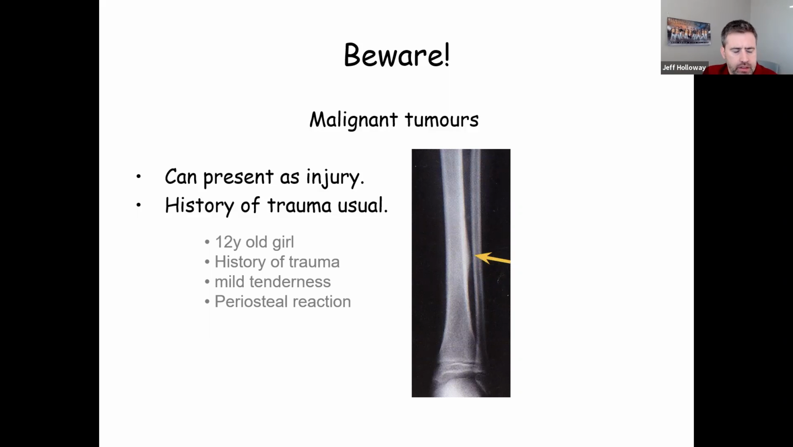And then you'll sometimes see something like this where you get this history of trauma. She's got a little tenderness, but she's got this periosteal reaction. Does anyone know what this would worry you about?